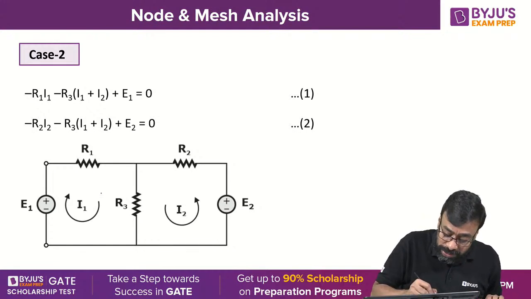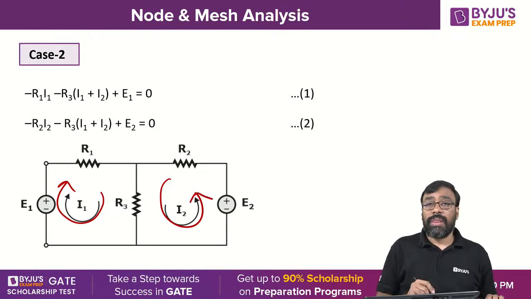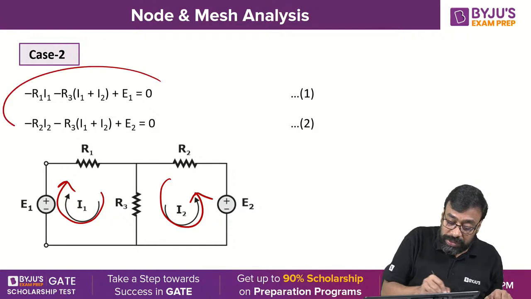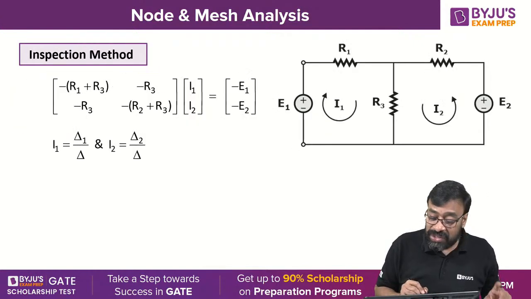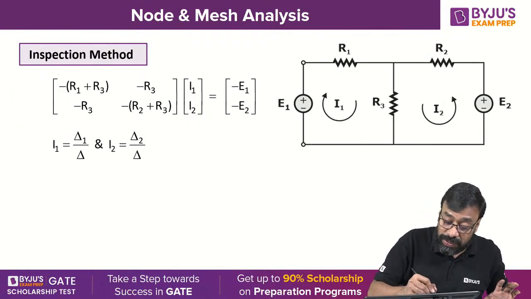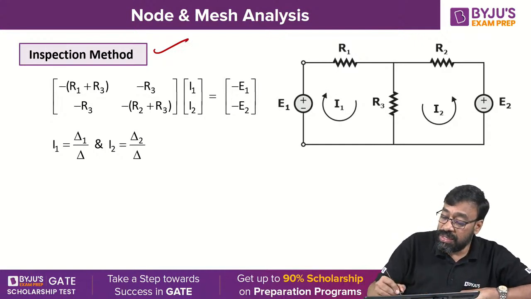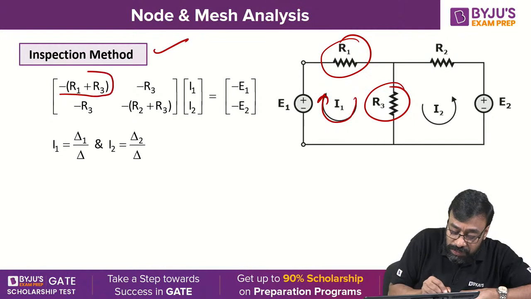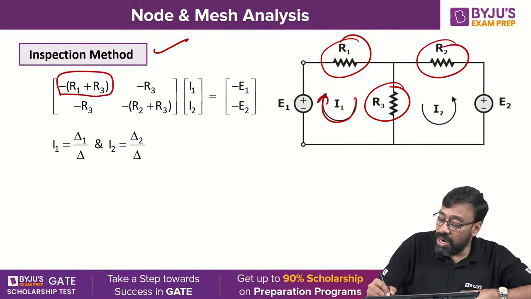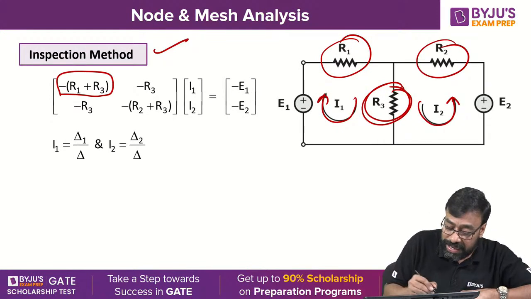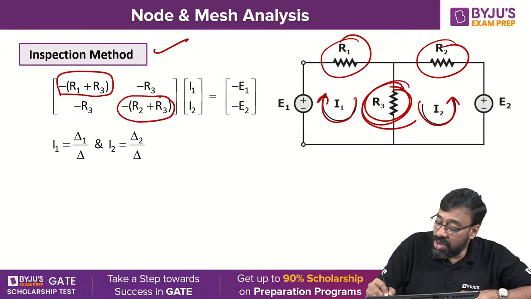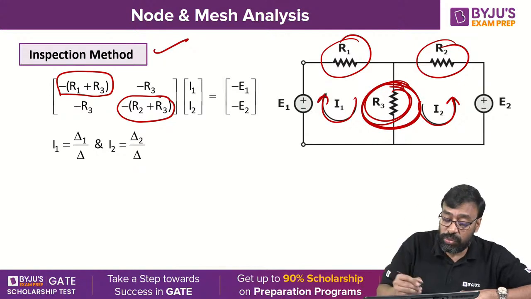Okay, well, now case 2, there's another case. I'm taking the loop currents like this. One is clockwise, the other is anti-clockwise. So these are the two equations I get, but how I get the matrix from that is more important for me now. Inspection method. Look at this, R1 and R2 belong to what? First loop, therefore minus R1 plus R3. R2 and R3 belong to the second loop, therefore minus of R2 plus R3. R3 belongs to both the first and second loop, therefore R3.